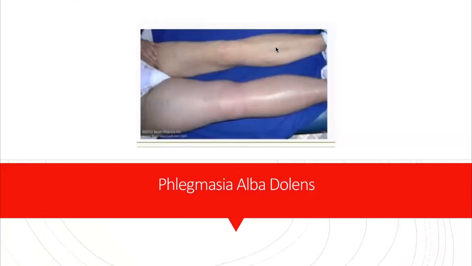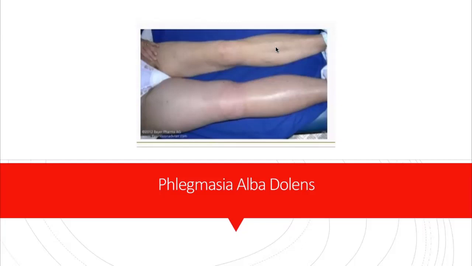Okay, so our next topic is phlegmasia alba dolens. We do know that caerulea dolens can lead to alba dolens. Well, alba means white, caerulea meant blue. So alba means white, which is the color of the affected limb. It results from an untreated caerulea dolens or PCD, where the DVT is so massive that it then compresses the adjacent artery.